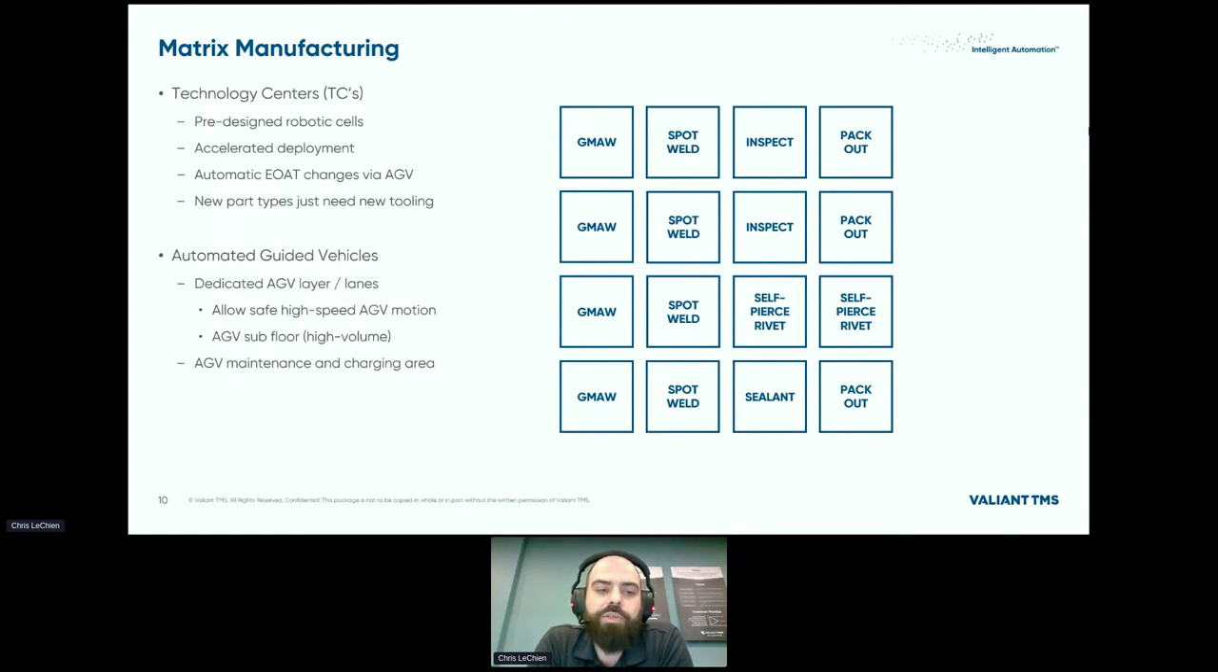The robots can drop the tools off on the AGVs. The AGVs can bring them back to a fleet management area. And as needed, they can exchange on the fly these different toolings, and then you can effectively automatically switch over your part types. It's completely designed for automated AGVs. The AGVs would actually exist within dedicated areas without humans to allow higher speed motion. And there's options for even subfloors for very high volume.